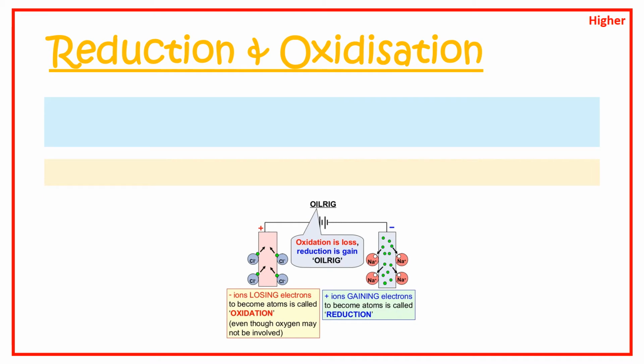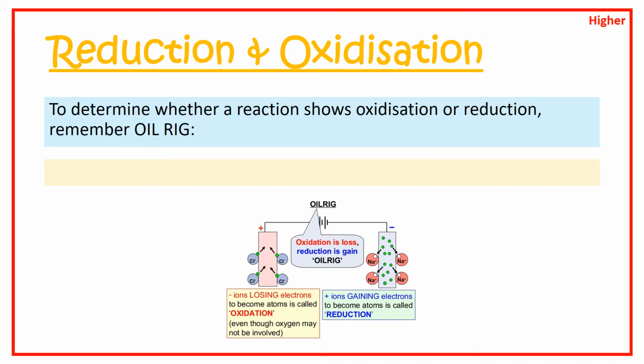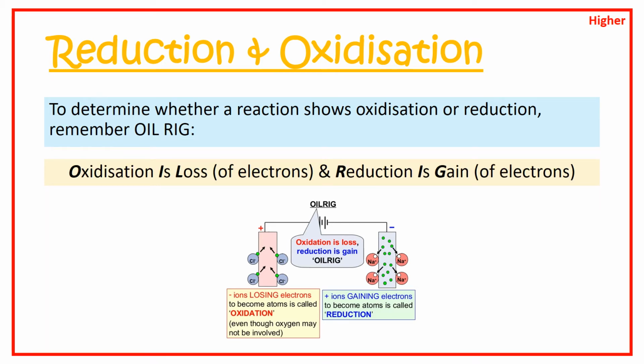Reduction and oxidation. To determine whether a reaction shows oxidation or reduction, remember OIL RIG. Oxidation is loss of electrons and reduction is gain of electrons. Here's a diagram.